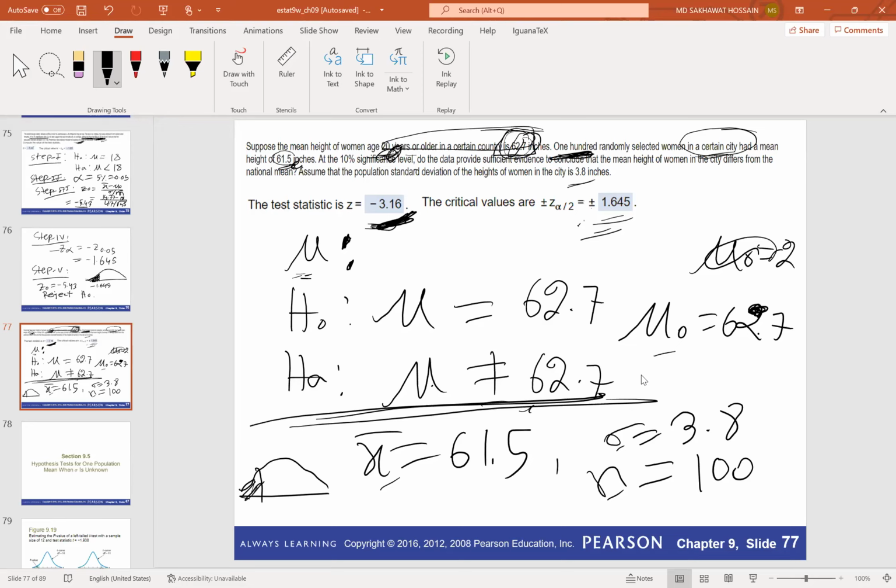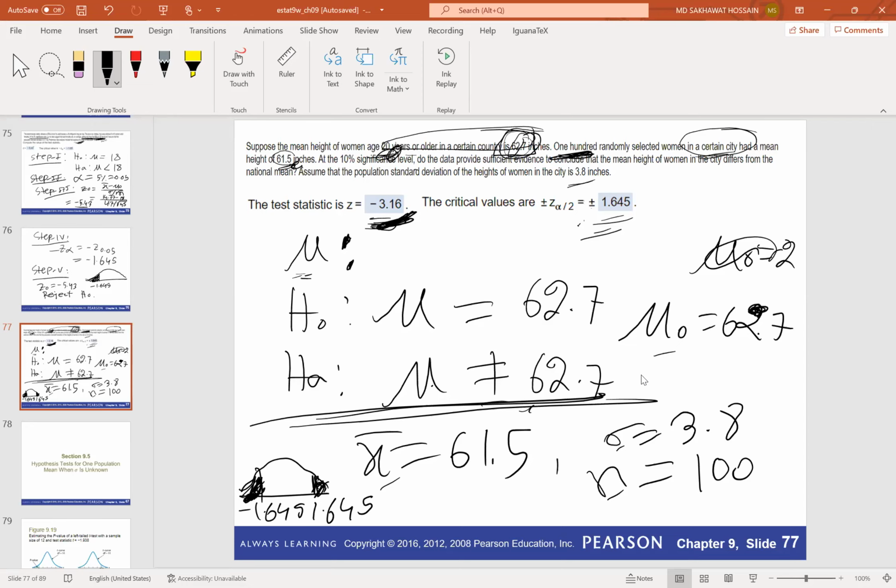So this is negative 1.645, and this is 1.645. So this is our rejection region. But negative 3.16 is somewhere here. So it is in the rejection region, right? So that means we reject the null hypothesis.